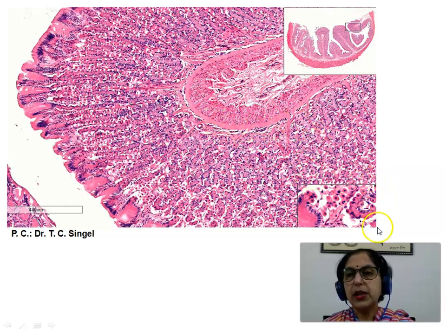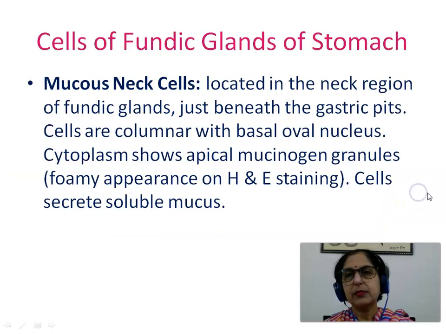We see here a high power view which shows us the cells lining the fundic glands, some of which are large triangular cells, eosinophilic with a spherical nucleus in the center. These are the parietal cells. And we see some cells which are basophilic in appearance, and these are the chief cells. So now let us go on to see the details of the cells of the fundic glands of the stomach.